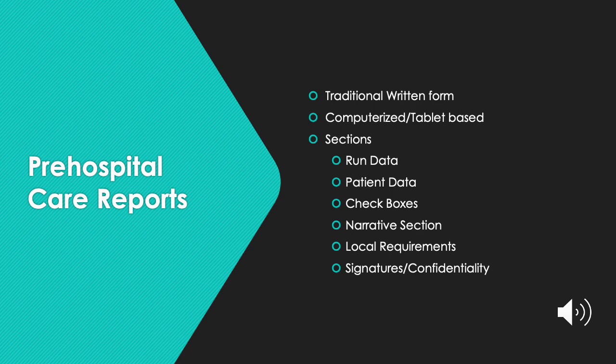Run data includes date, time, service unit, and names of the crew. Patient data includes the demographics, assessment findings, and any changes in condition. Those checkboxes must be filled out completely and avoid any stray marks, especially when on a written format. For the narrative section, this should be included in all reports and has a description.